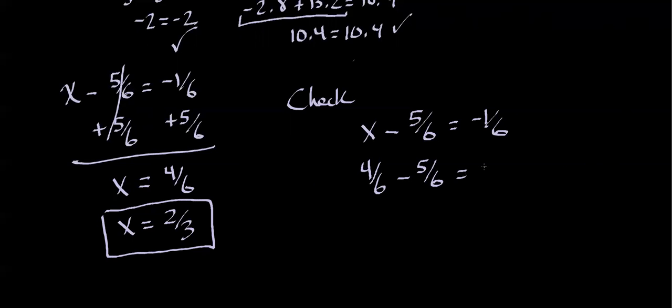So I have 4/6 minus 5/6. 4 take away 5. That's going to push me into the negatives. That's negative 1. My denominator is going to stay as a sixth. So negative 1/6 equals negative 1/6.